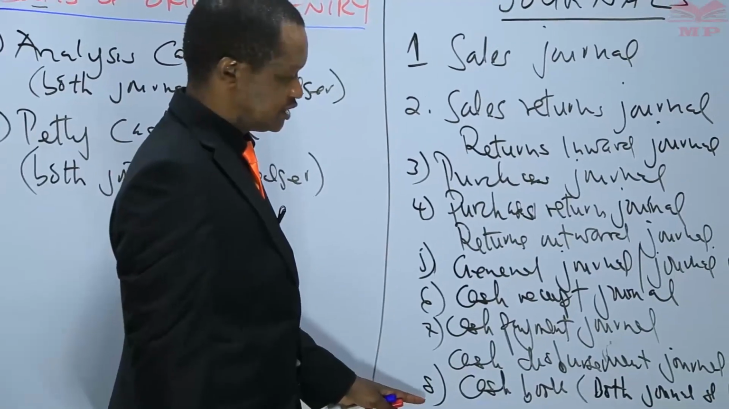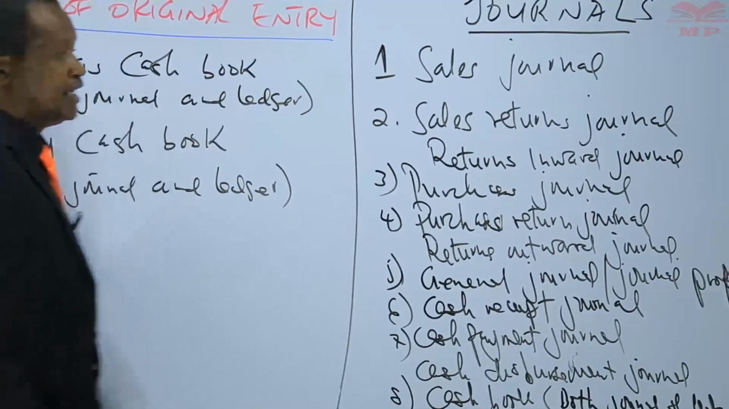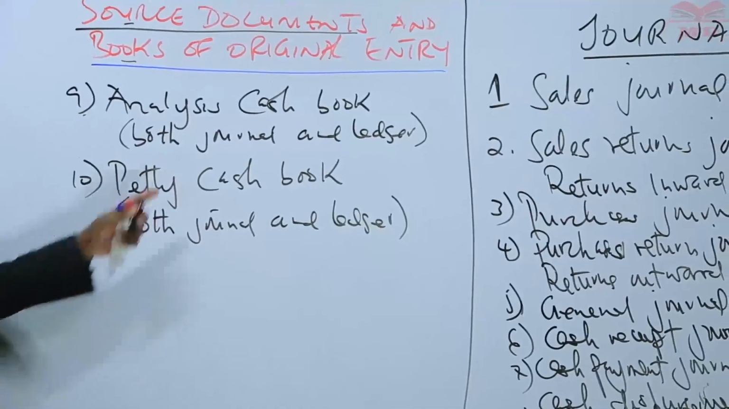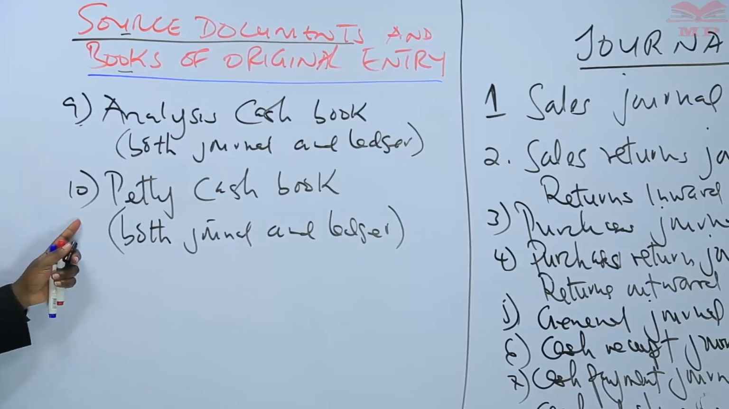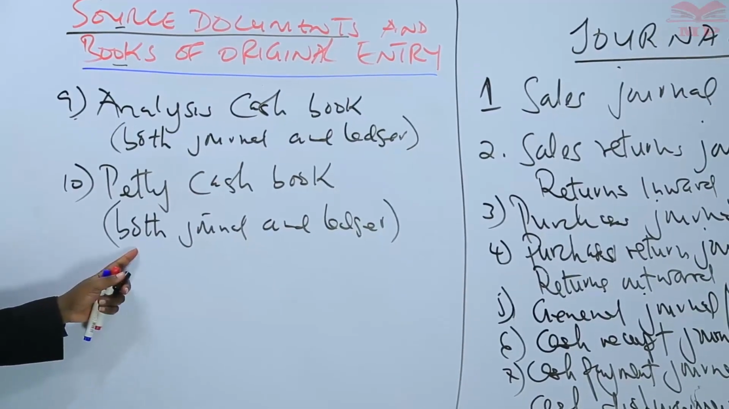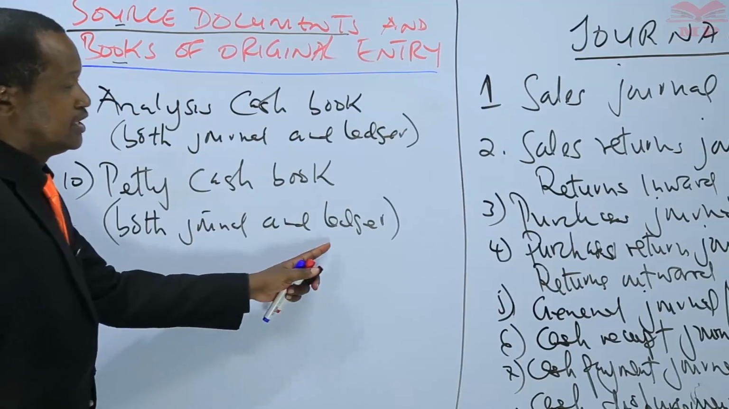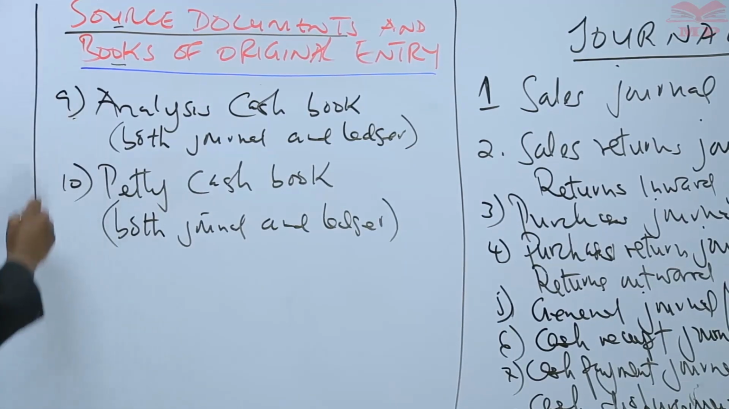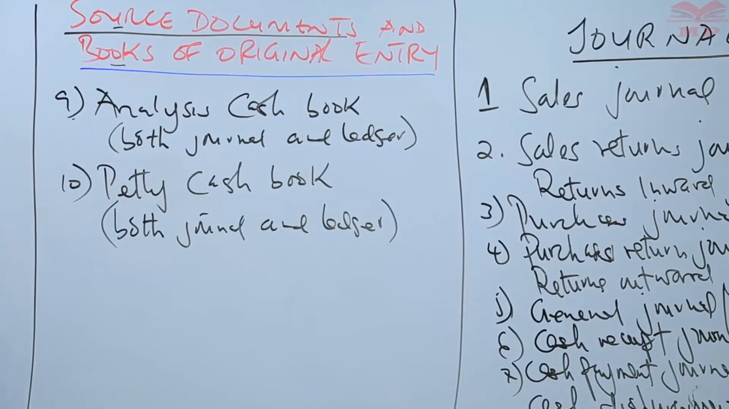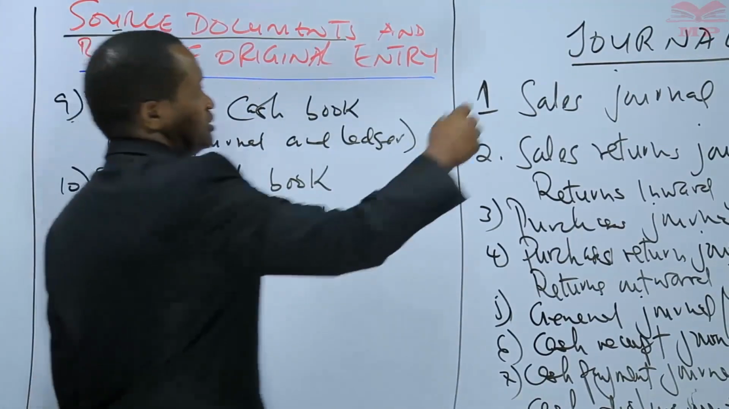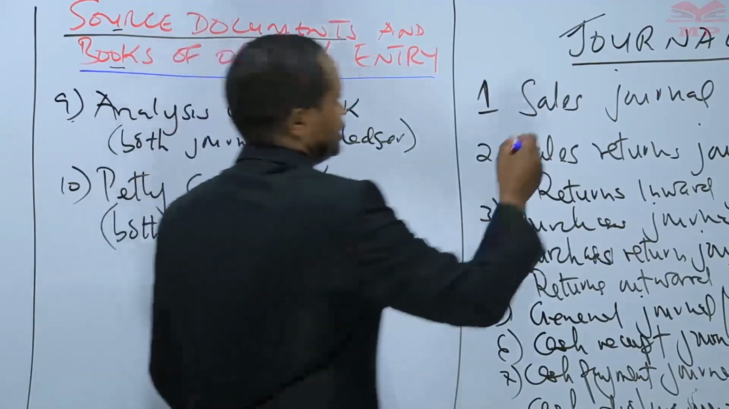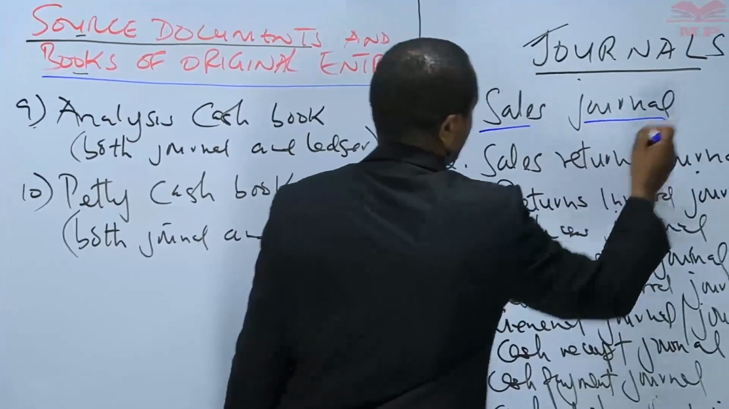The cash book, I've said, is both a journal and a ledger. Number 9, analysis cash book, which is both a journal and a ledger. Then number 10, petty cash book, which is both journal and ledger. So learners, I want us to discuss each of these journals in turn. We pick one at a time. Let's start with the sales journal.